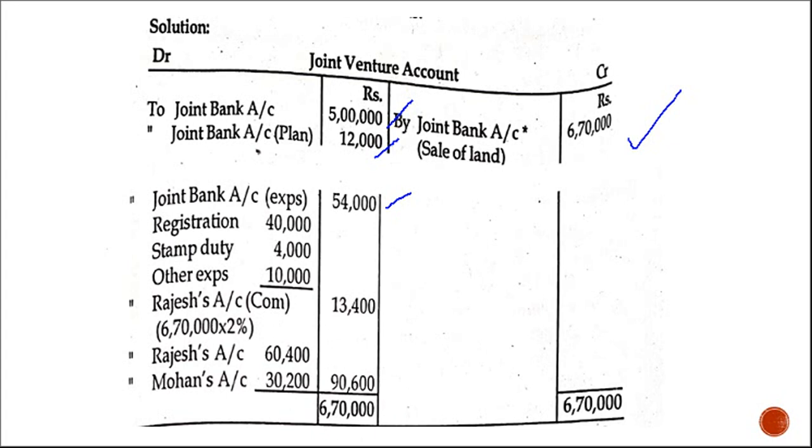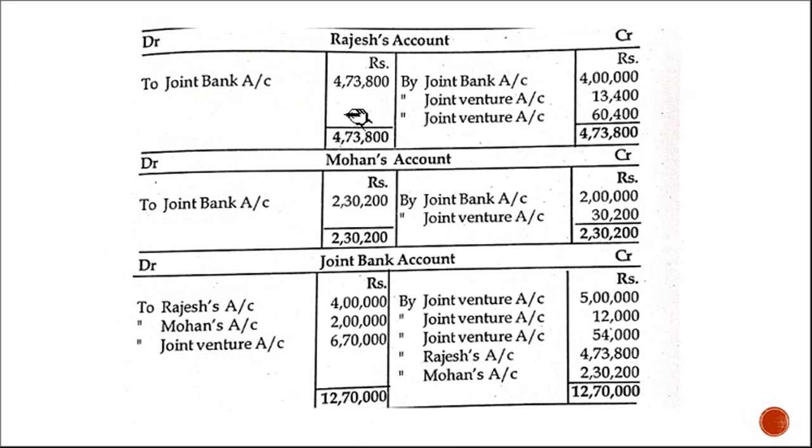You got this. Now what you are supposed to do is prepare the ledger accounts of Rajesh. So Rajesh: to joint bank account, his capital 4 lakh. To joint venture account, 13,400 commission. To joint venture account, his share in the profit. So total 4,73,800. He is not getting any shares or other things, so payment is made in cash. By joint bank account 4,73,800. Same thing for Mohan. Joint bank account, his capital 2 lakh. Joint venture, his share in the profit 30,200. So total cash payment made to Mohan 2,30,200.